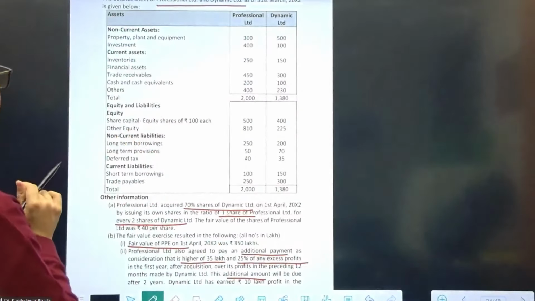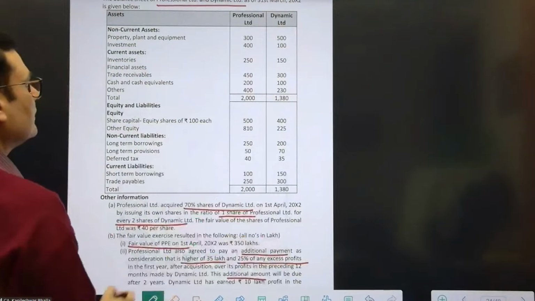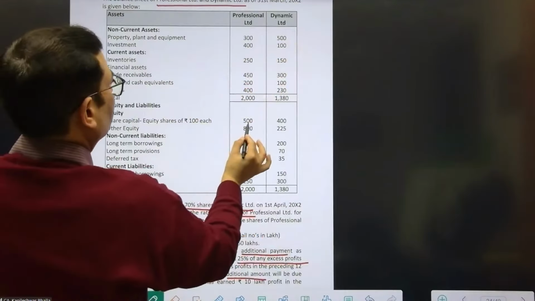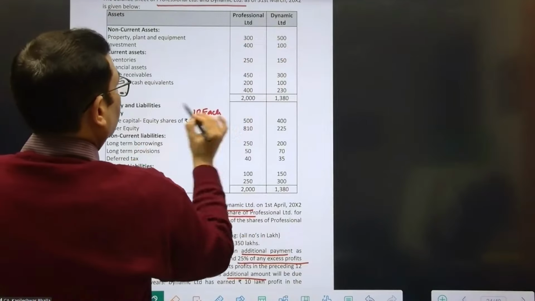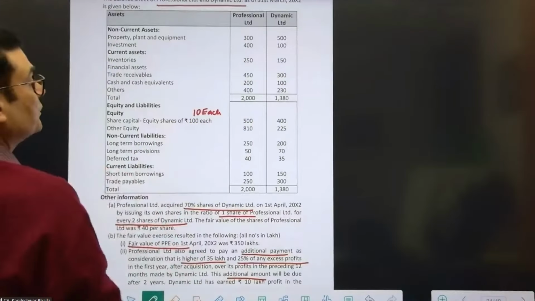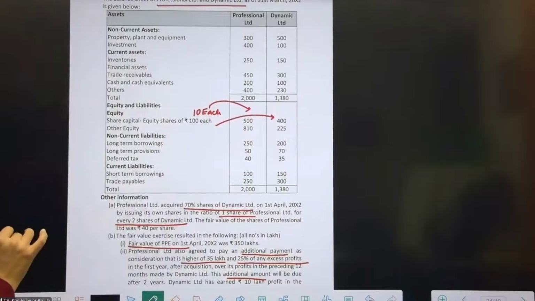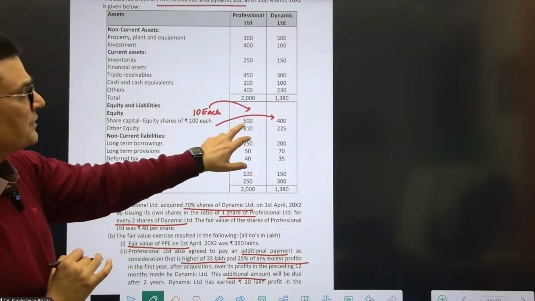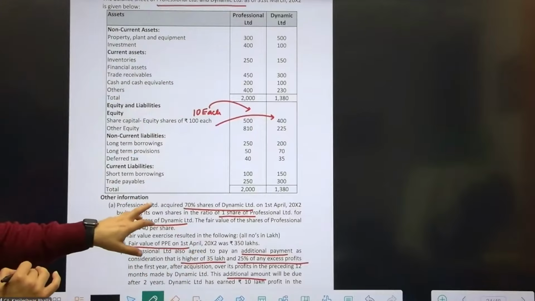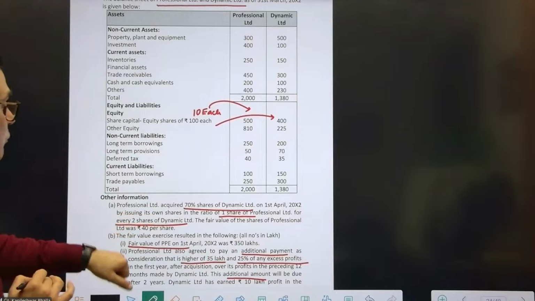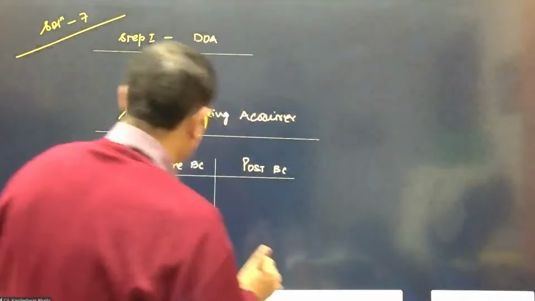There is, I think, a slight misprint. What I think the input should be is that the shares of Professional are 10 rupees each, and the shares of Dynamic are 100 each. So this is a face value of 10, and this is a face value of 100. This has 50 lakh shares, and the other has a total of 4 lakh shares. We acquired 70% of the shares by giving one share for every two. So let's work out the data.